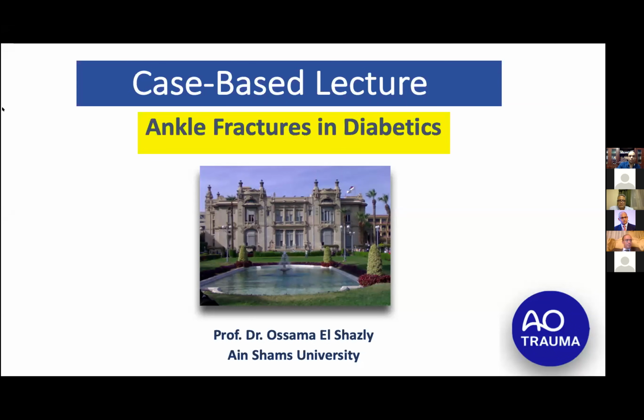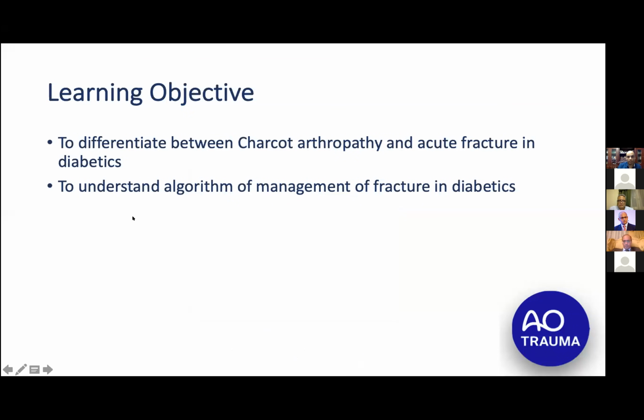The learning outcomes of this lecture will be to differentiate between two kinds of diseases which we usually see in the ankle joint, ankle fracture in a diabetic and Charcot arthropathy, and also to understand an algorithm for management of fractures in diabetics. Let's move to the first case history because we are running out of time. So I will try to simplify the communication. I will give you some choices for each question, and I want you to use the chat box to tell me your answer.